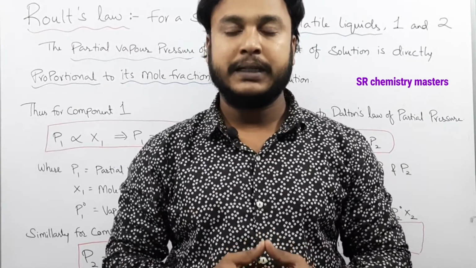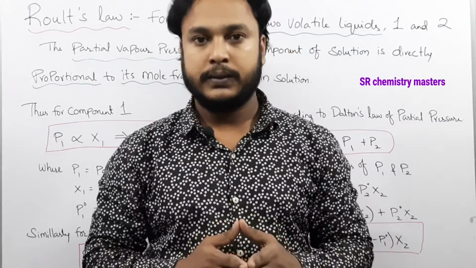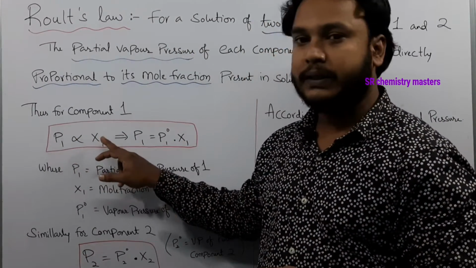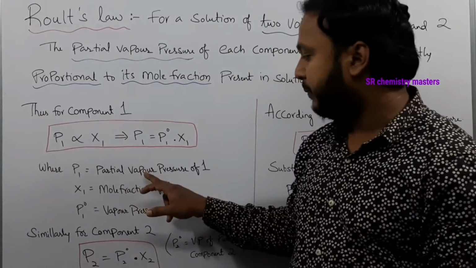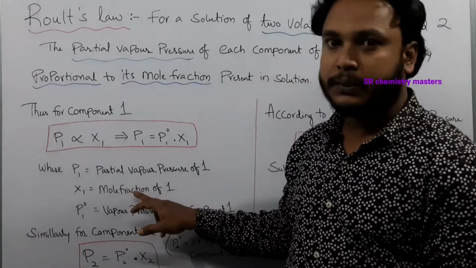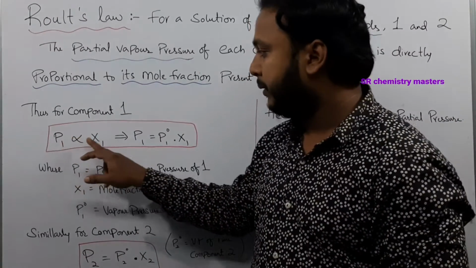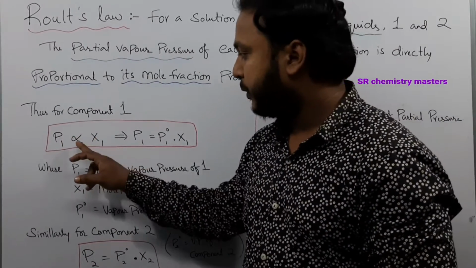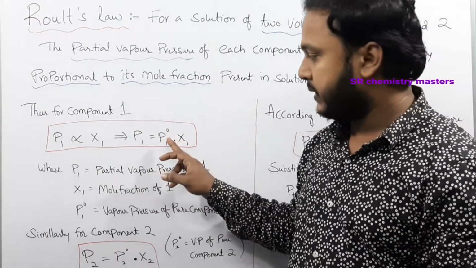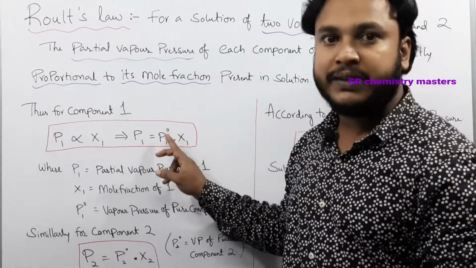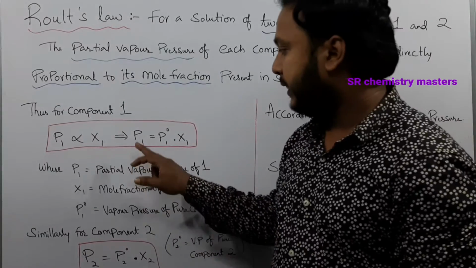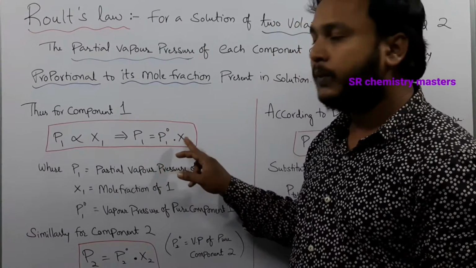Let us see the mathematical representation of Raoult's law. For the first component, P1 is directly proportional to X1. Here P1 is the partial vapor pressure of the first component, and X1 is the mole fraction of the first component, and these two are directly proportional to each other. When we remove the proportionality, we add an equal to sign, along with a constant. Here the constant is P1 naught, which is the vapor pressure of the pure component. So the equation is P1 is equal to P1 naught into X1.